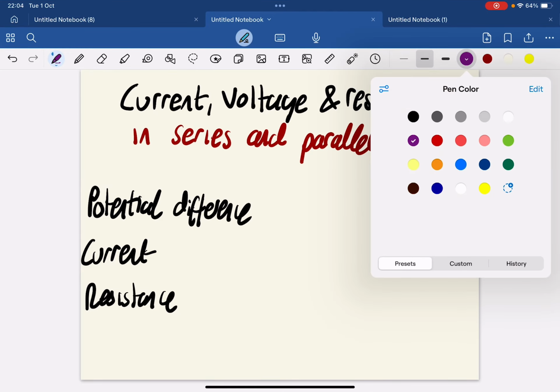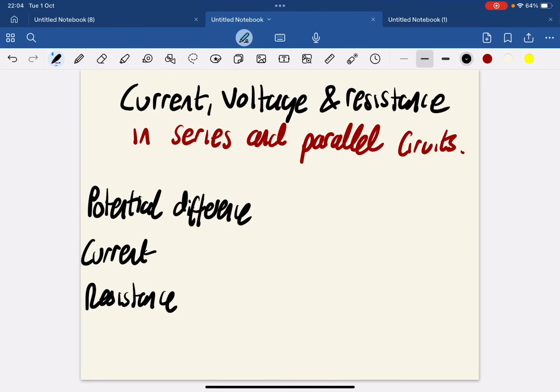This video is going to look at current, potential difference and resistance calculations when components are in series and in parallel. For this, we need to know a bit of prior knowledge, and this includes the units for the following quantities. So potential difference, we should know at this point the unit of potential difference, called voltage, is volts. And current is, that's right, it's amps, and resistance is ohms.